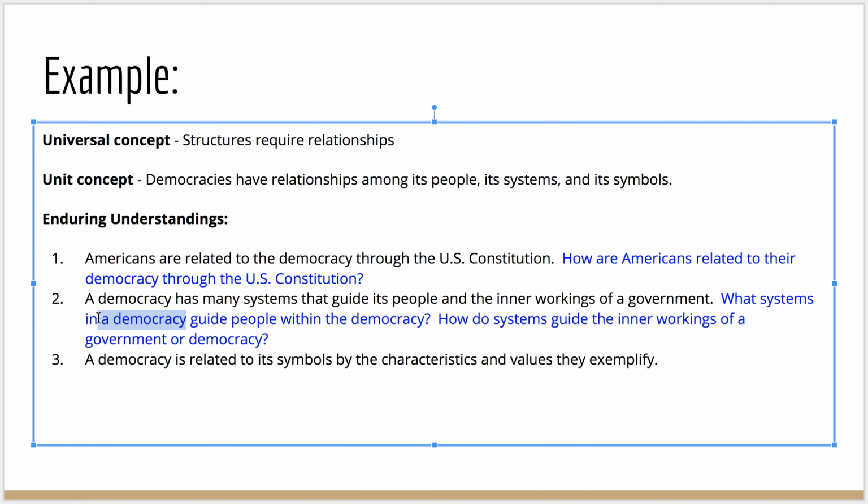I've already said democracy once, so I'm going to take that first one out. What systems guide people within a democracy? Then how do systems guide the inner workings of a government or a democracy?